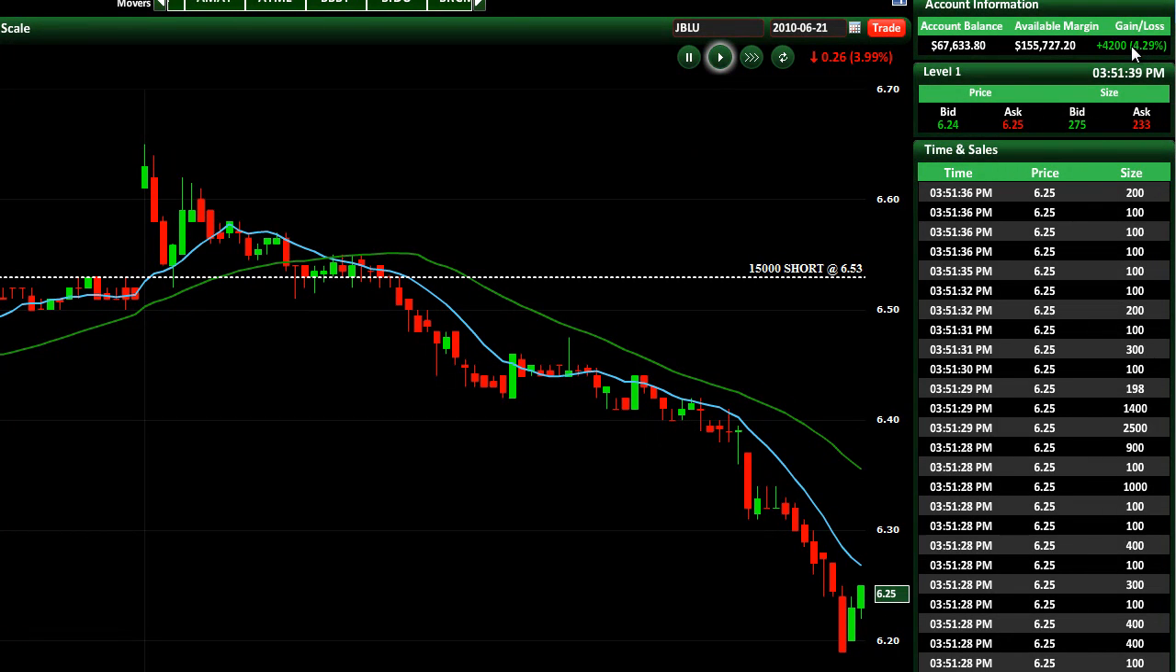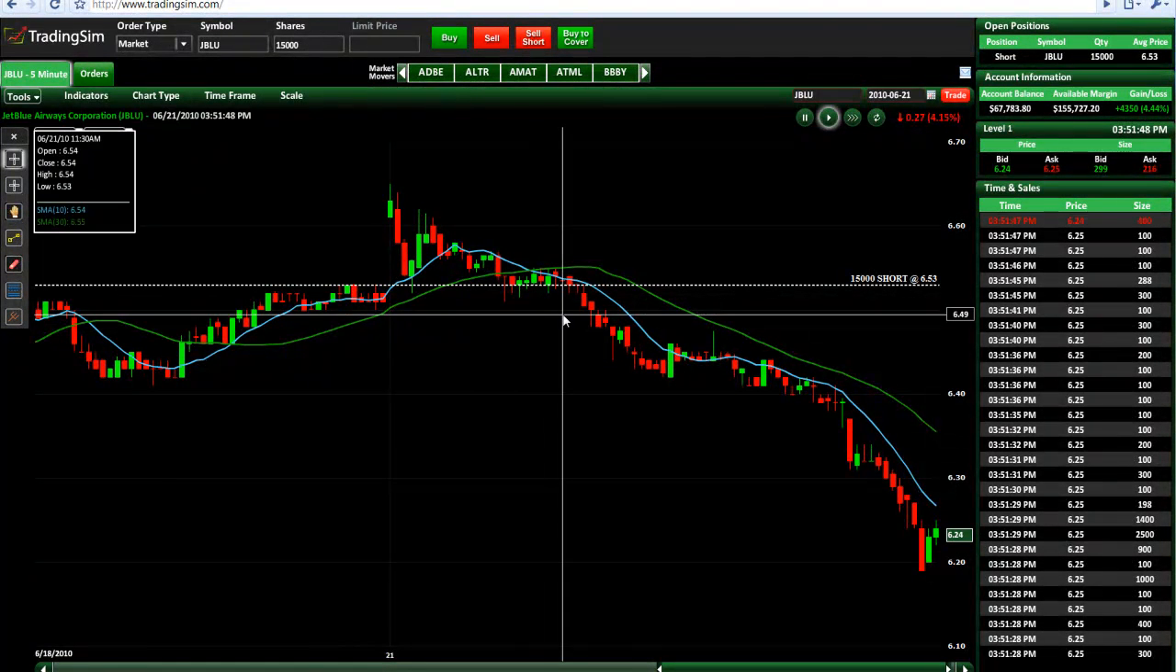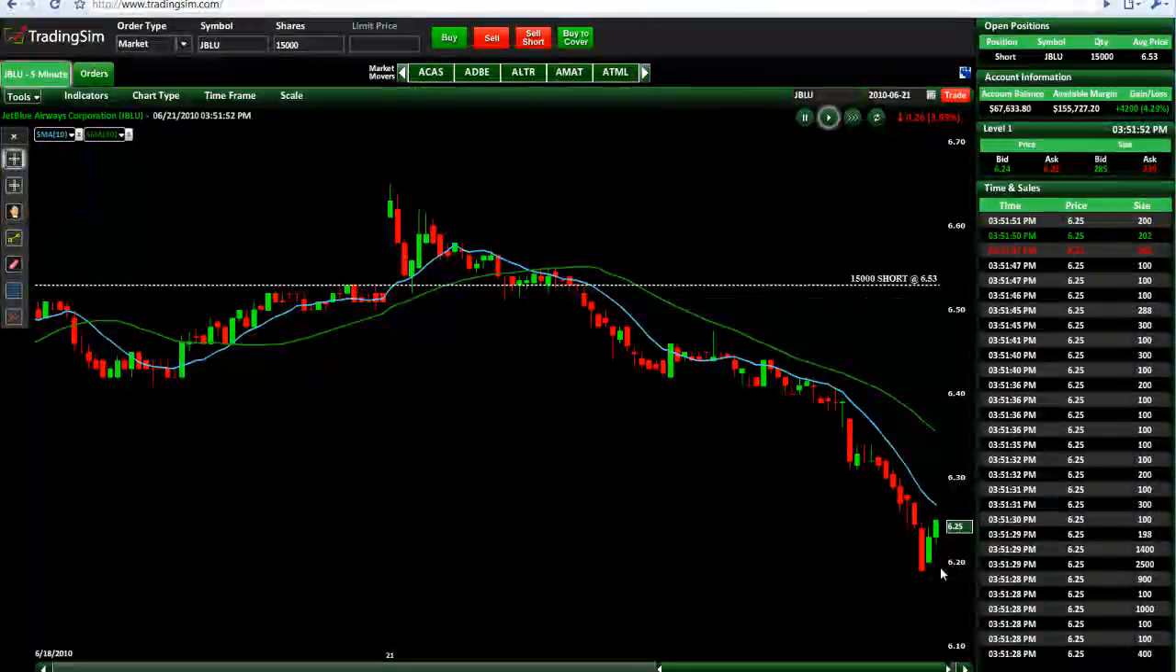So in this example you can see here, we quickly made $4,200 in the simulation, approximately 4.29%, by just taking on a short position at 11:30 in the morning and holding it basically until the close.